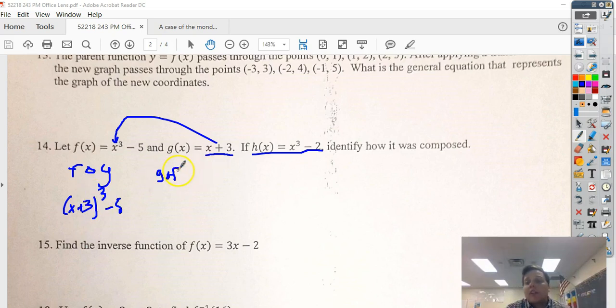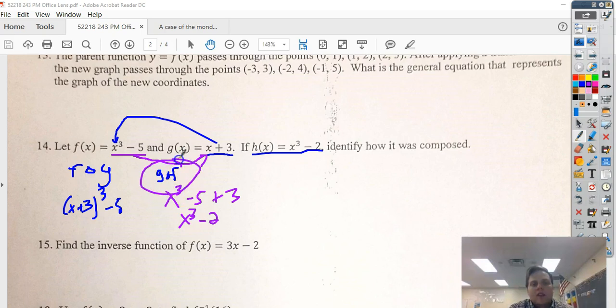So instead, I'm going to try going another way. I'll do this one in purple to show you the difference. I'm going to take this x cubed minus 5 and plug it into x right here, which is g composed with f. So instead of having this x, I'm going to replace this x with x cubed minus 5. So x cubed minus 5, and I can't forget the plus 3, that's a part of the g function. Then negative 5 and positive 3 put together give negative 2. And that's what I wanted, right? So h of x was composed by g composed with f. That is our answer.